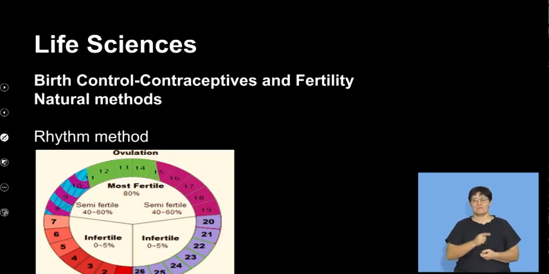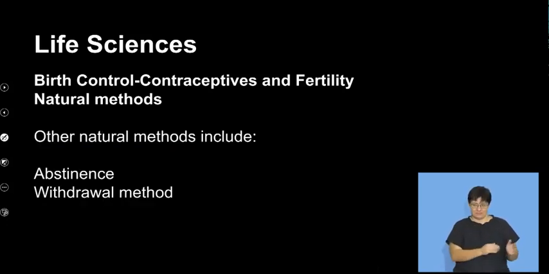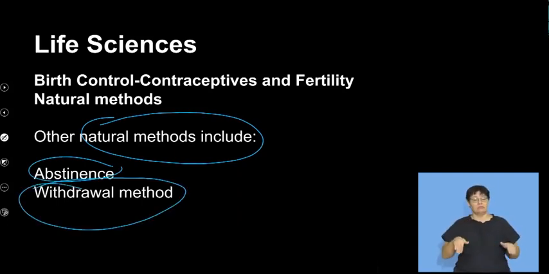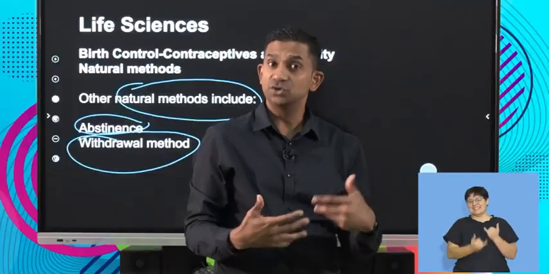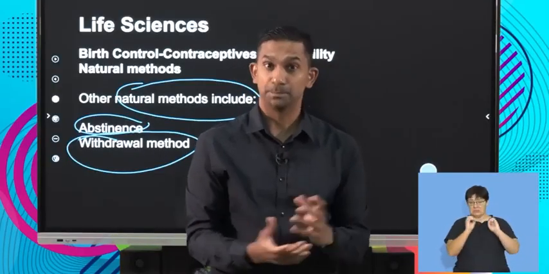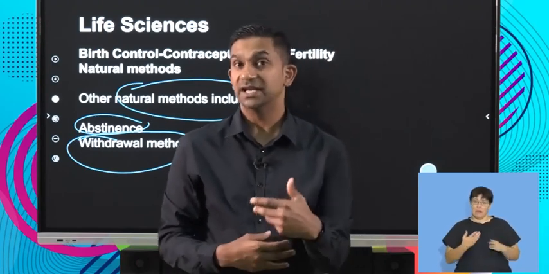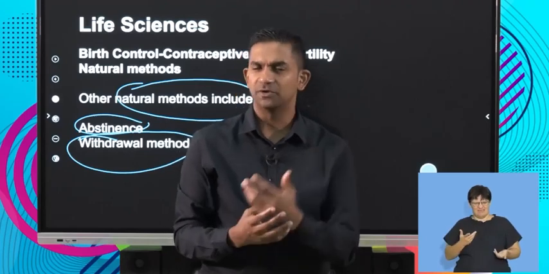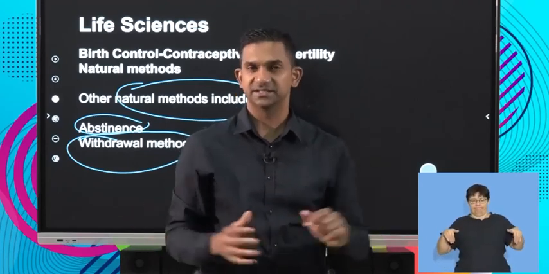So, as I mentioned, that was the rhythm method. There are other natural methods which include abstinence as well as the withdrawal method. Abstinence essentially is a method where no sexual intercourse takes place, and obviously it's the most effective method, but it is not actually a preventative method. So abstaining from intercourse is not really a form of contraception, it's abstinence.